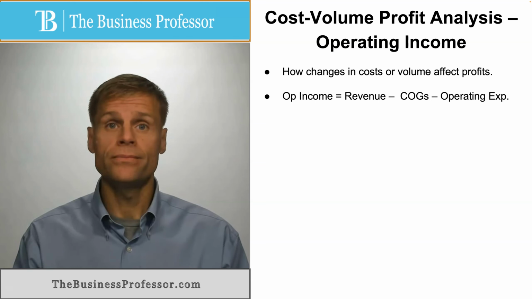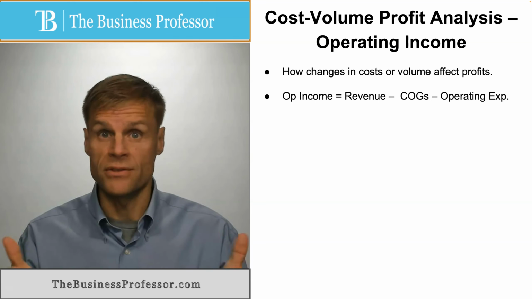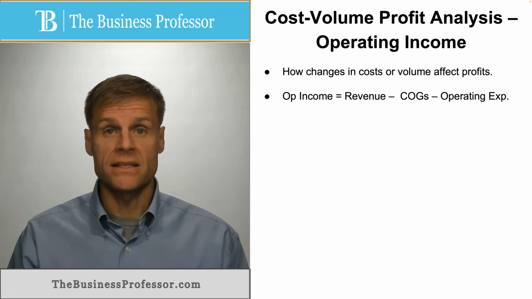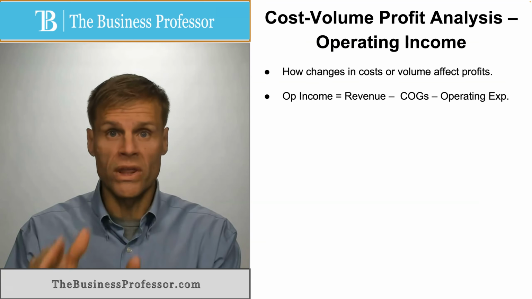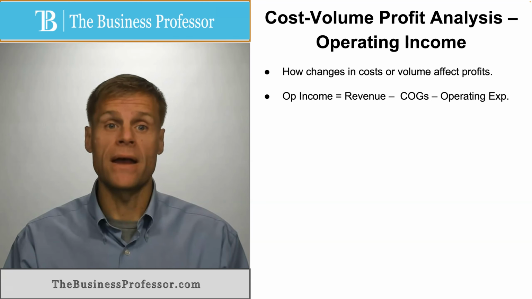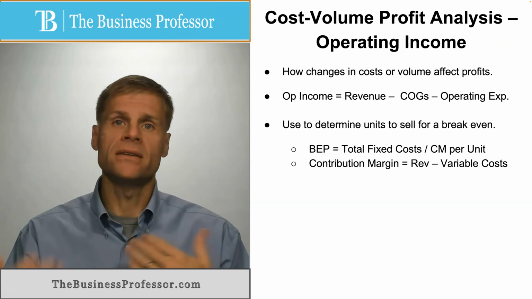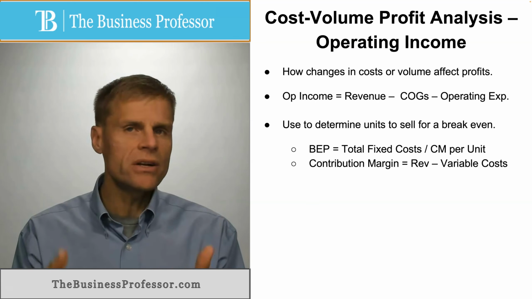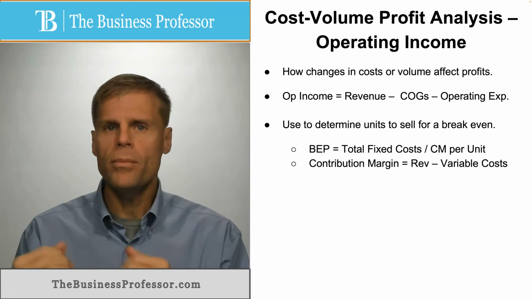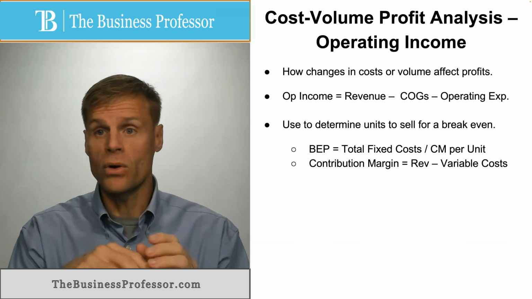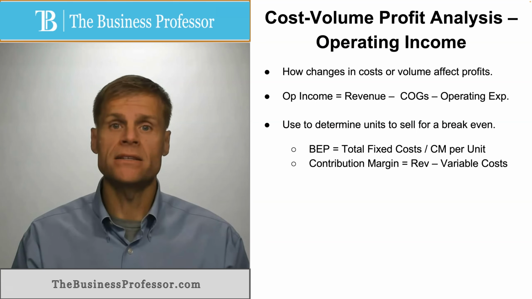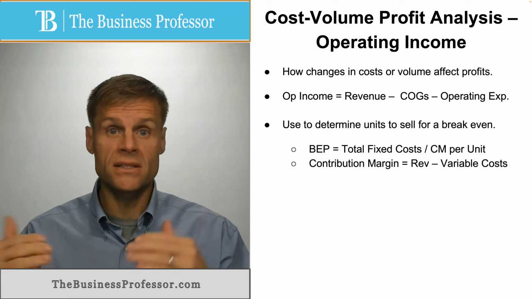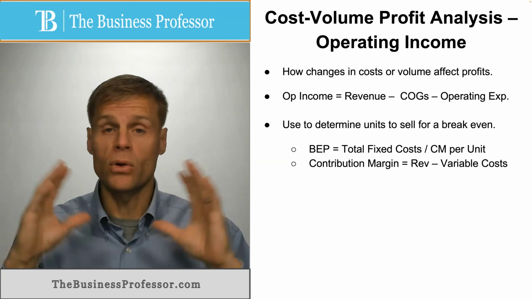Well, it's revenue minus cost of goods sold, which gives you gross profit, minus your operating expenses, those expenses associated with this operational process. Now, how does that relate to the cost volume profit analysis? Well, remember, the CVP analysis is generally used to determine at what point an organization or a process breaks even. That is where the money it brings in above cost is equal, or is zero.